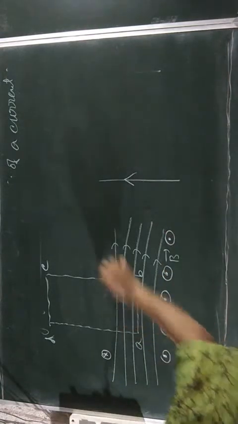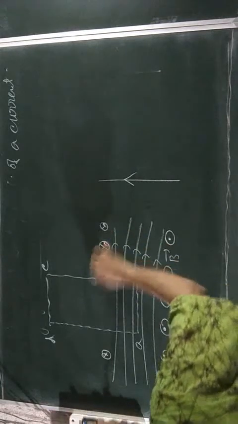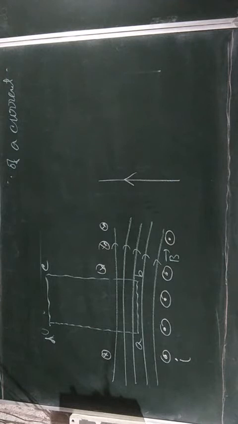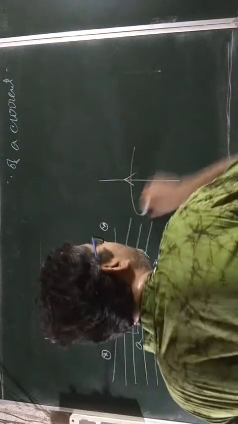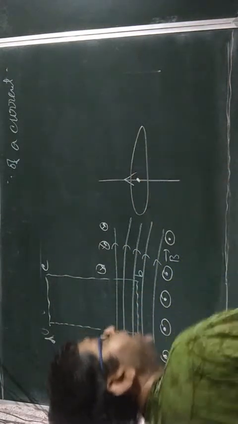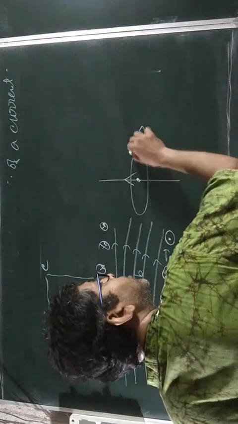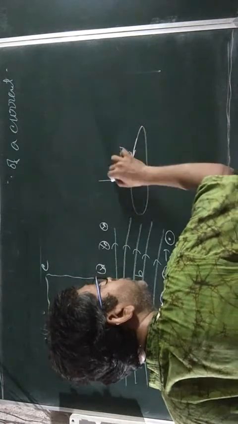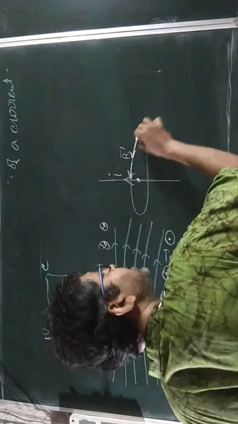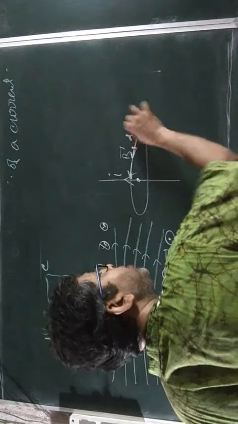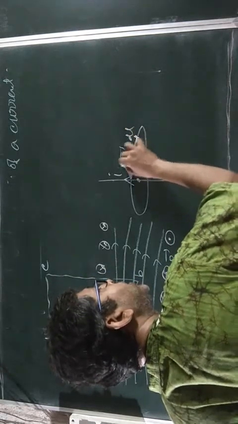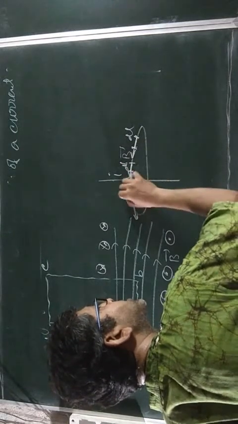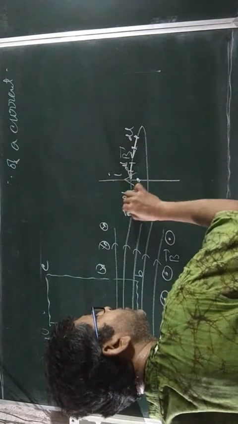Vertically outwards, vertically inwards. This is the direction of current. In Ampere circuital law, we have seen the direction of magnetic fields produced by this current, and this is dl. Suppose this is a small element of the closed path dl, this is another dl, and the magnetic field is like this. This is B and this is dl.